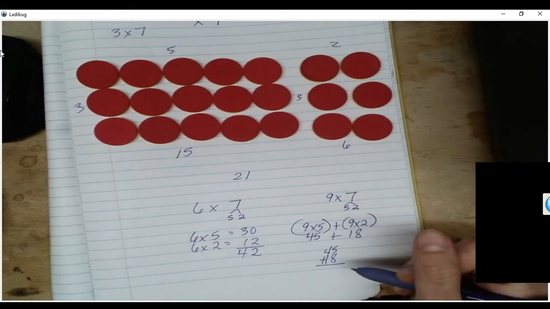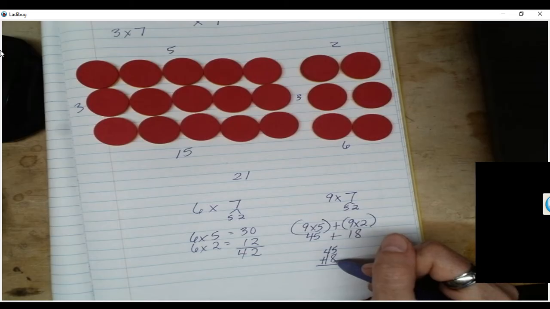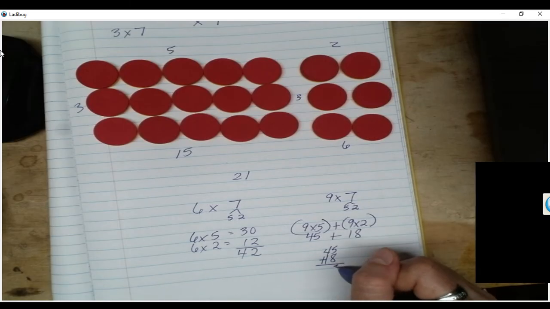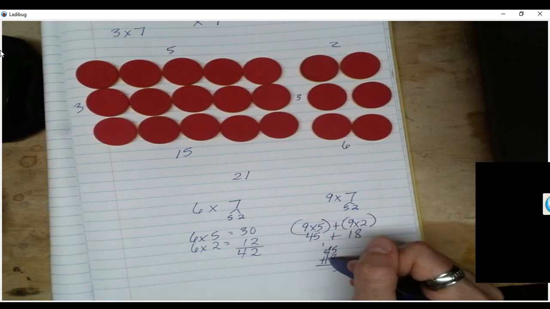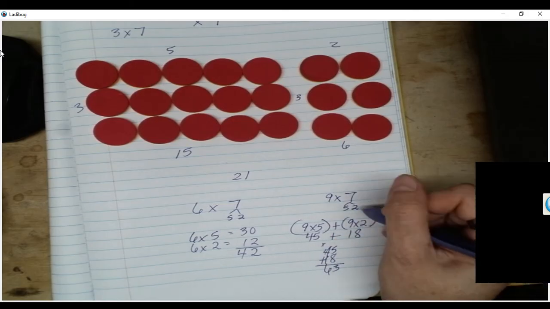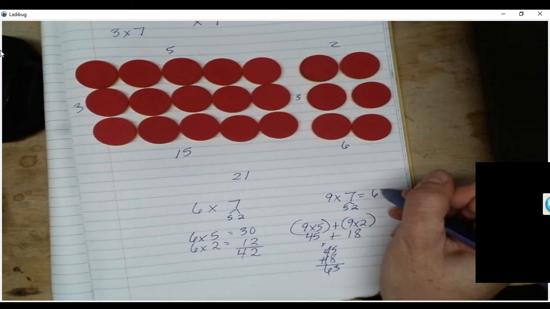So thinking about that 45 plus 18. So I know 8 plus 5, 13. Carrying that 1. And now 4, 5, 6 to get me 63. So I know 9 times 7 equals 63.